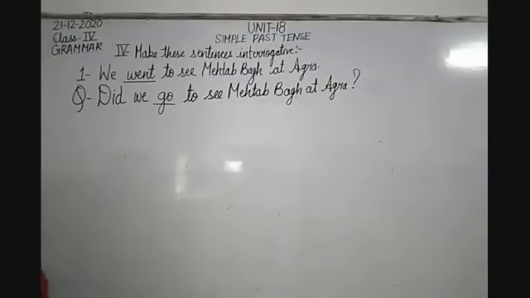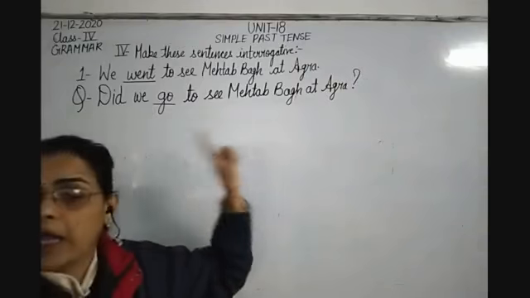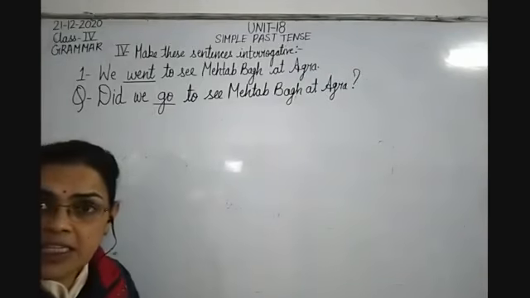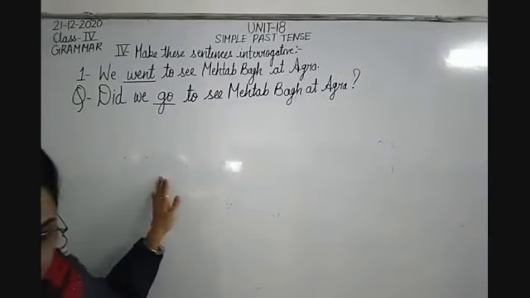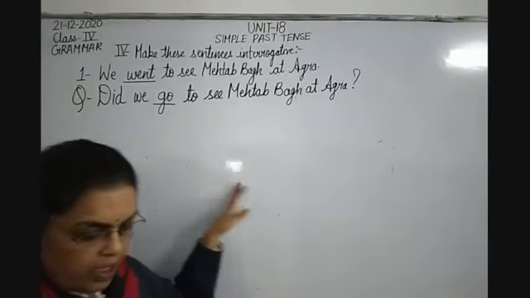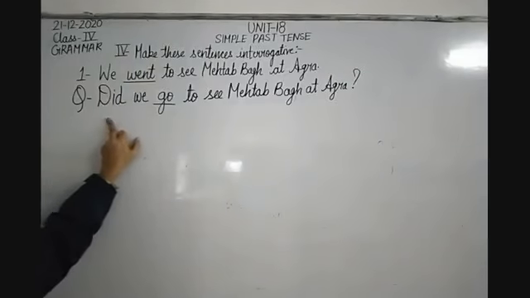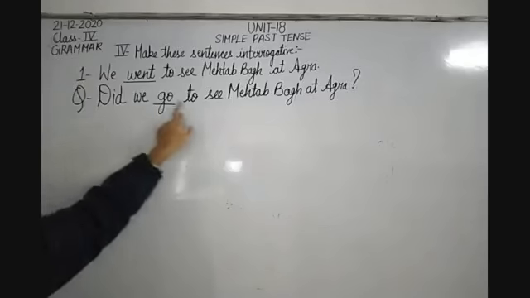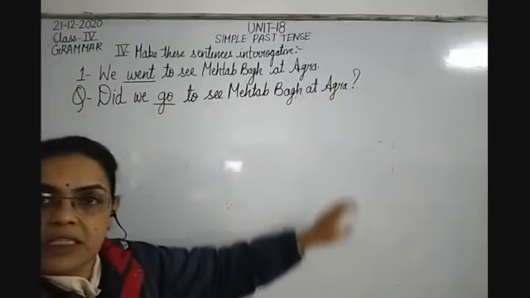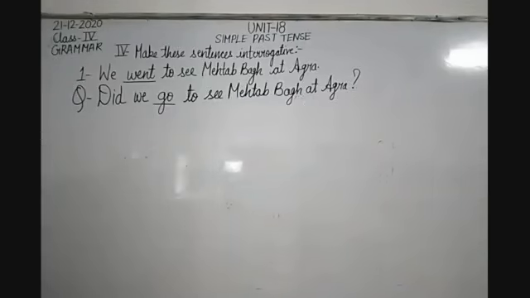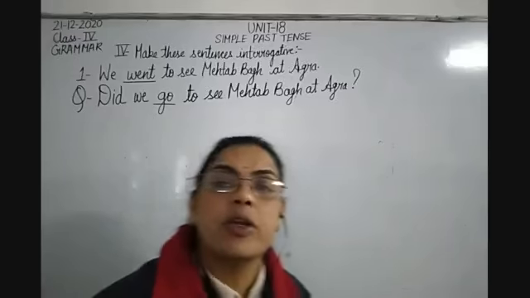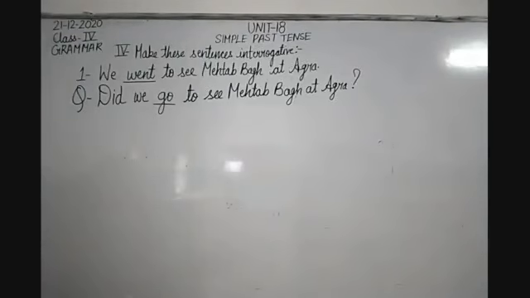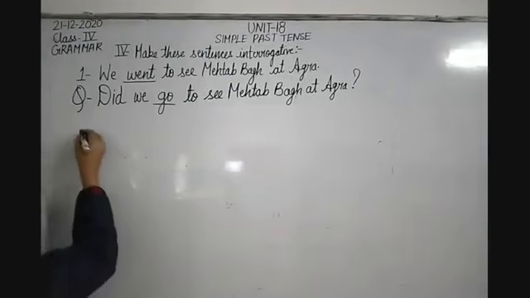Remember children, आपका question mark हमेशा आएगा at the end of interrogative sentence. अगर आपने question mark नहीं लगाया तो आपका interrogative sentence incorrect हो जाएगा. तो हमारा interrogative sentence question क्या हो गया? Did we go to see Mehtab Bagh at Agra? Fine. Now, I hope all of you have done and understood, though it is already solved in the book. Now the second one.